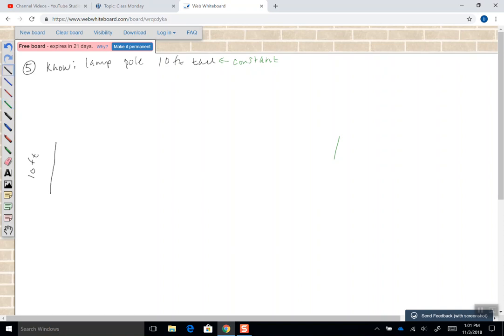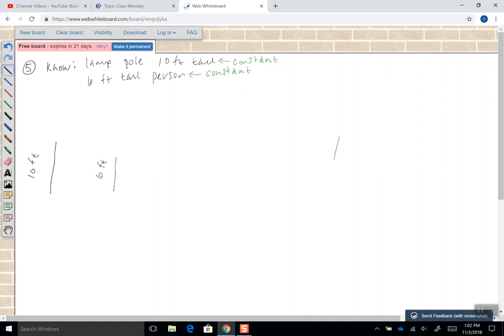Okay. It also tells us that a person that's 6 feet tall is walking away. So I also know that I have a 6 foot tall person. And unless something real crazy happens, this person is not going to suddenly shrink or grow while they're walking, so this is constant as well. Okay, so now we got this person. Here's a lamp pole. He's walking, however long, we don't know, but this person is 6 feet tall, and walks away from the lamp pole at 4 feet per second.